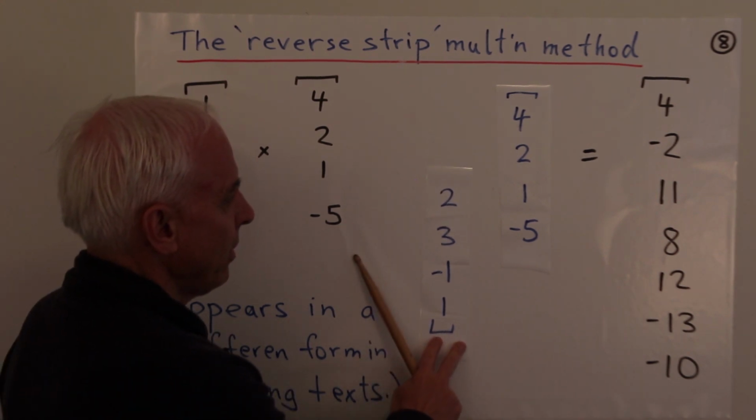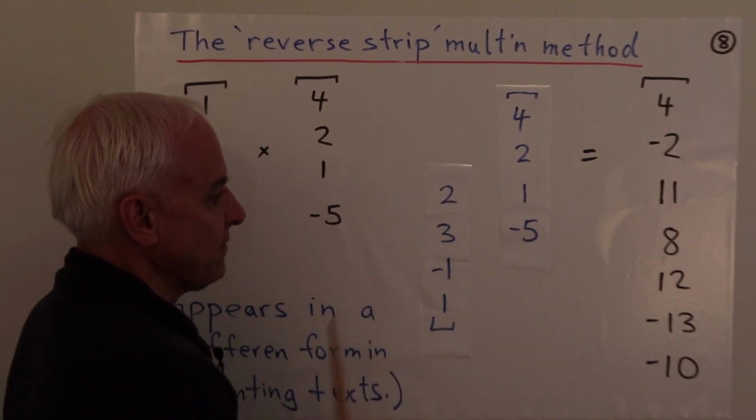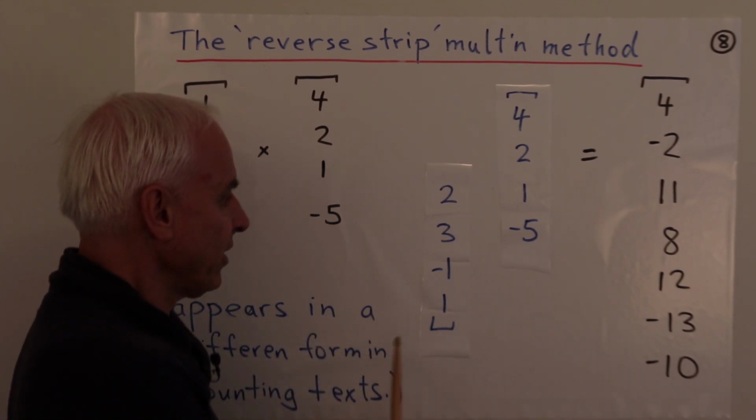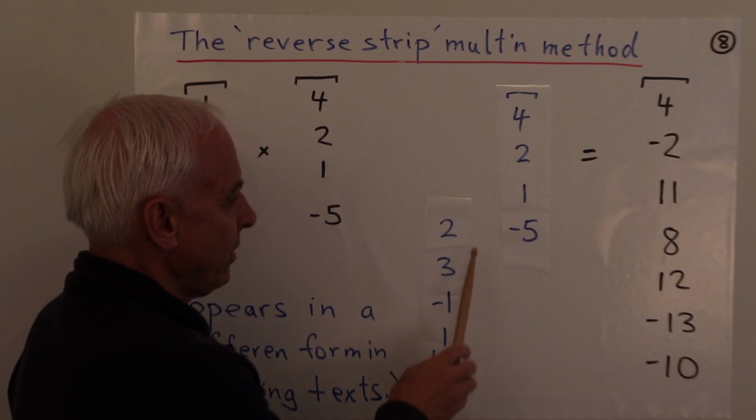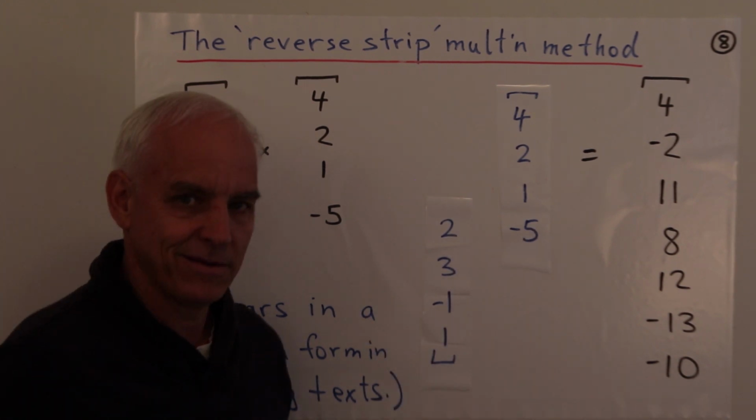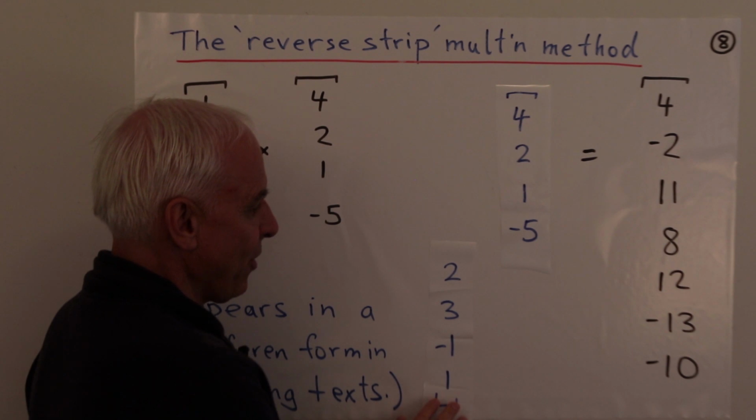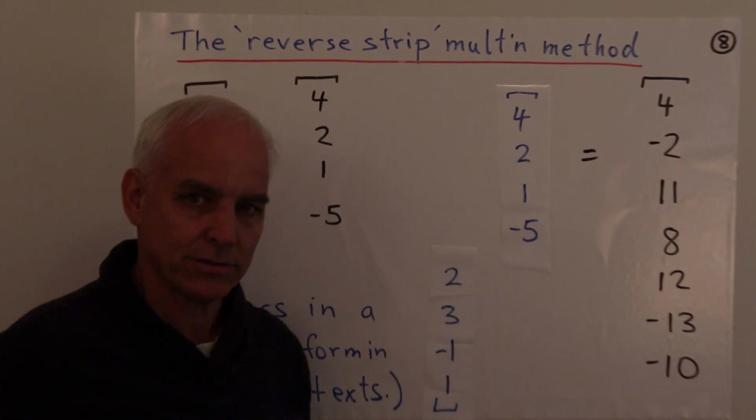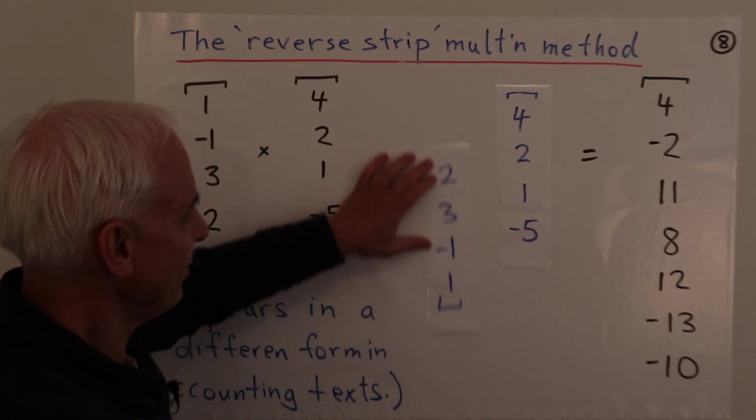And 1 more. Now we have a 2 and a minus 15. That gives us a minus 13, just taking the sum of those products. And then 1 more. 2 times minus 5 is minus 10. If we kept on going, now there are no common things, so there are only zeros here and zeros here, so all the products are 0. So that's the reverse strip technology.